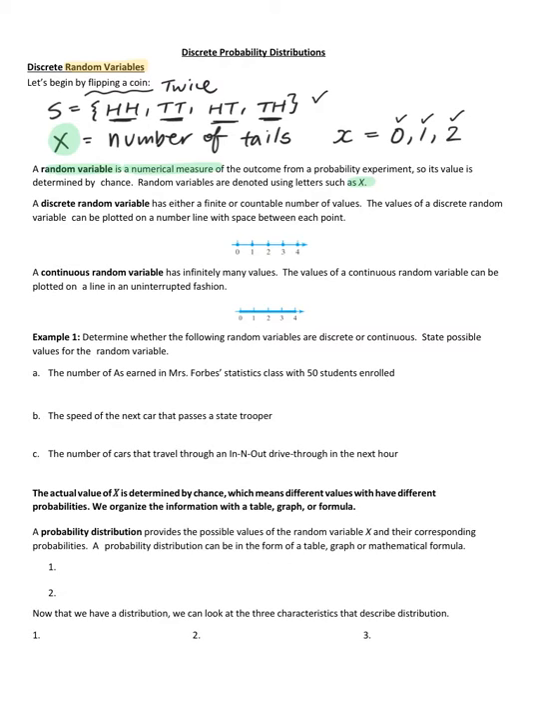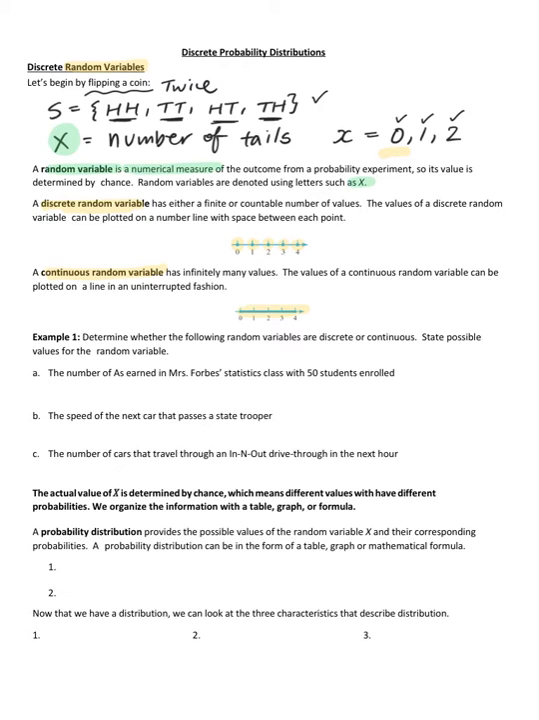Now, our particular example of flipping a coin and counting the tails was a discrete random variable because it had a countable or finite number of values. Another way of looking at this is that we can plot the values of a discrete random variable on a number line, and there will be space between each point. So X equals 0 means 0 tails, 1 tail, 2 tails, 3 tails, 4 tails, like that. A continuous random variable, on the other hand, has infinitely many values. When we plot those on a line, it's just a continuous line, so there are no spaces in between the values, since a continuous random variable can take on any number in an interval.